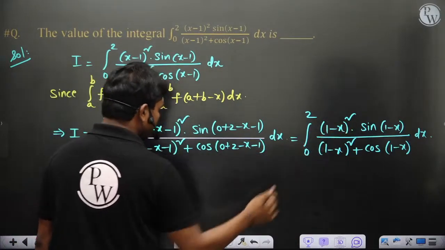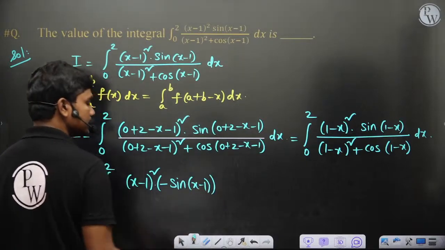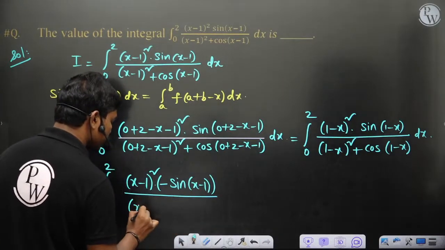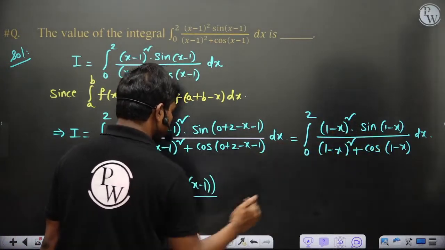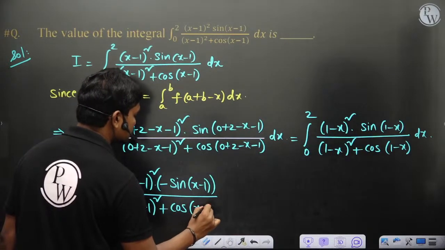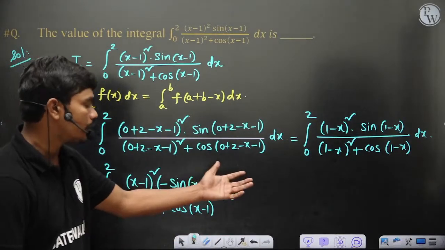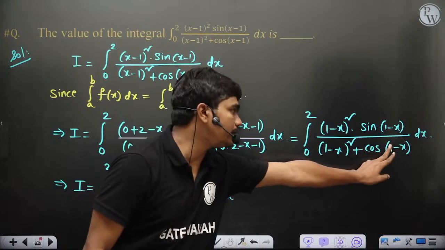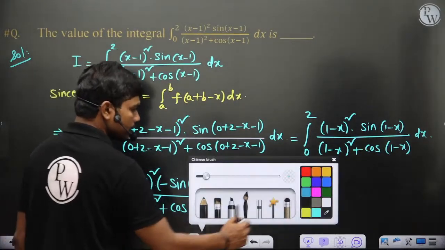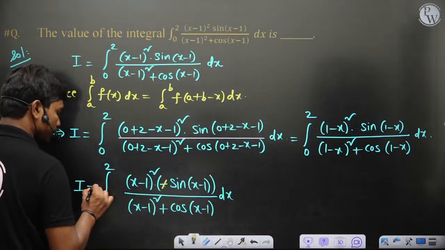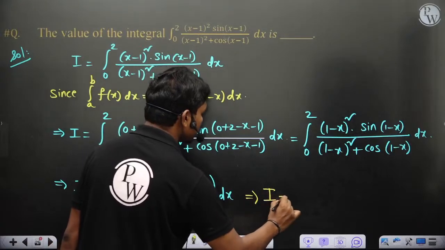Sine of 1 minus x can be written as minus sine of x minus 1, correct? I can write it divided by x minus 1 whole square plus cos of 1 minus x, or cos of x minus 1, it is same. So cos of x minus 1 dx, obviously, because if you write it as minus of x minus 1, cos of minus theta will give you the same thing. Now if you take out this minus sign, this implies I is equal to minus.